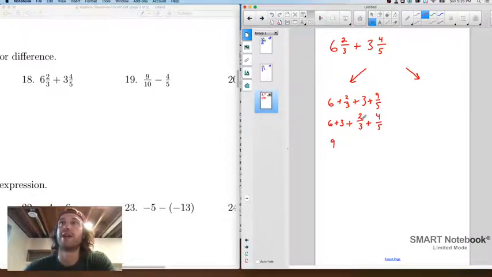That'll give us 9 plus, now I have to add these two fractions together. That is going to be a common denominator or the least common multiple of 3 and 5. I'm not going to take the time to go and do that. I'll let you take your own time to do that now so we don't have to do it on every single problem. But the least common multiple of 3 and 5, I believe, is 15.